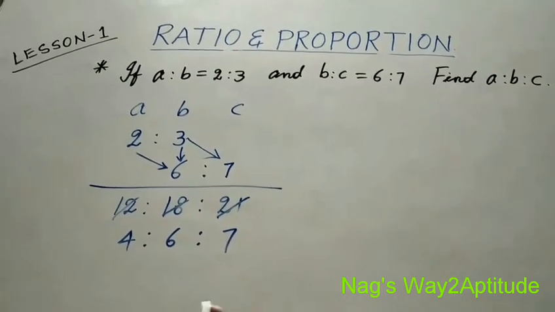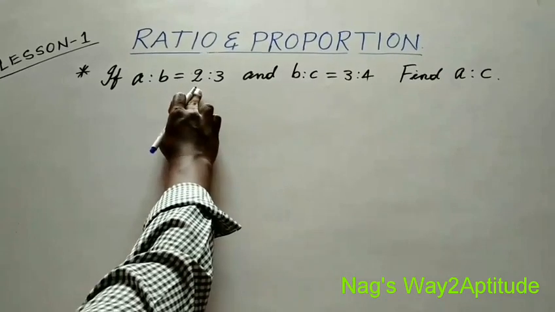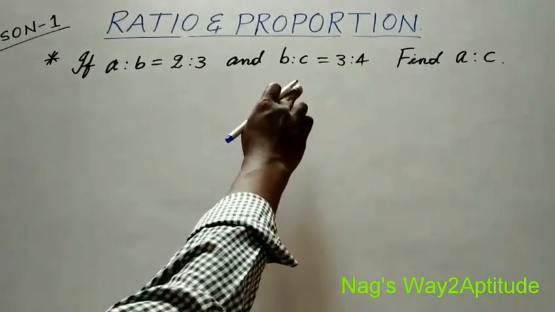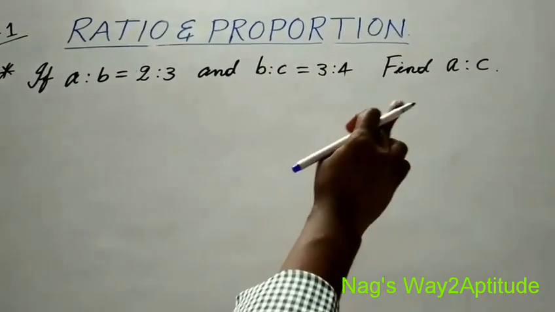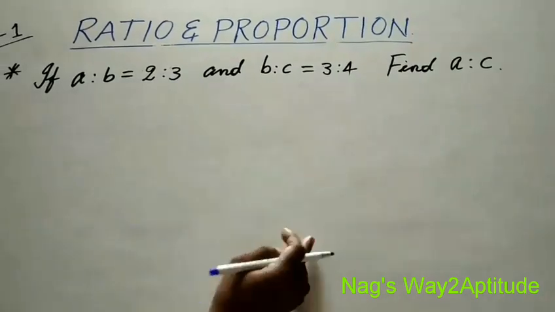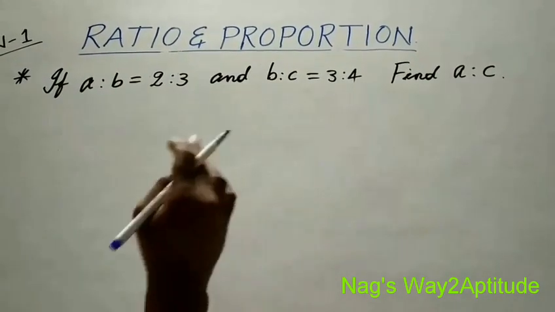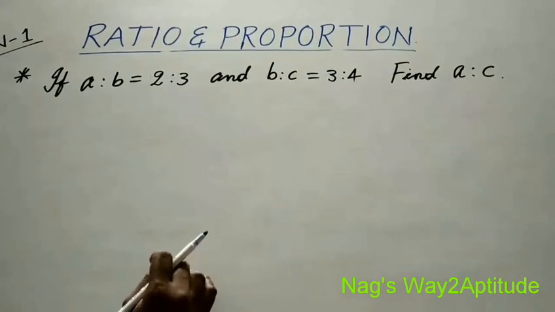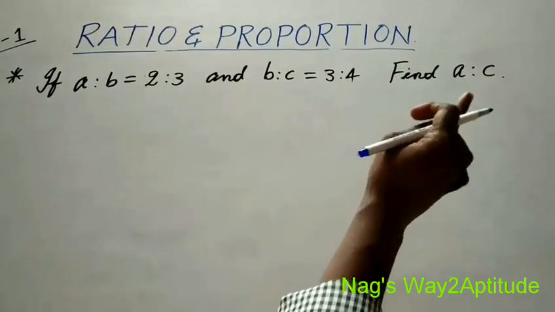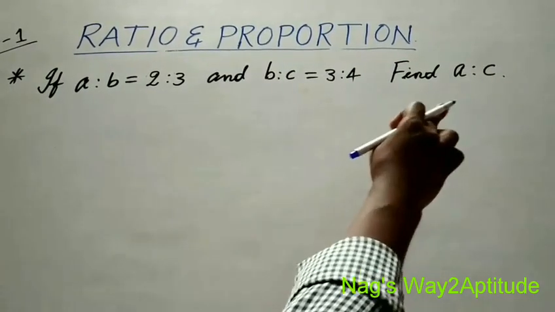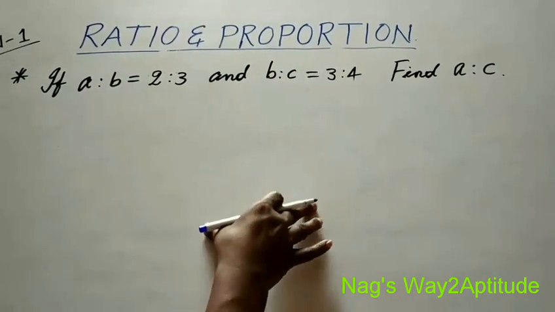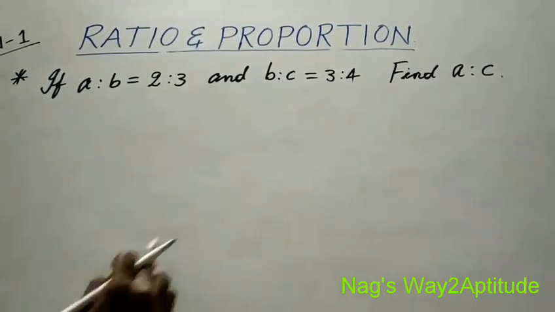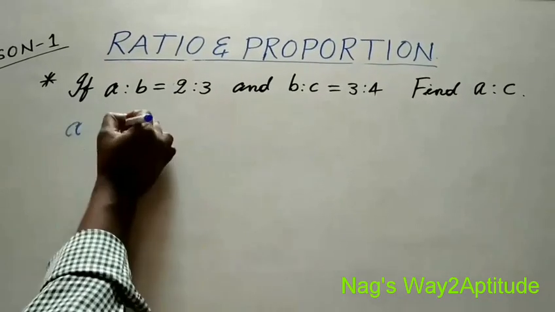This is the answer. If A is to B is equal to 2 is to 3 and B is to C is equal to 3 is to 4, find the value of A is to C. What is the difference between the previous two problems and this problem? In the previous two problems, A is to B is to C is asked, but here you need to find out only A is to C. To solve this one, the procedure is the same.